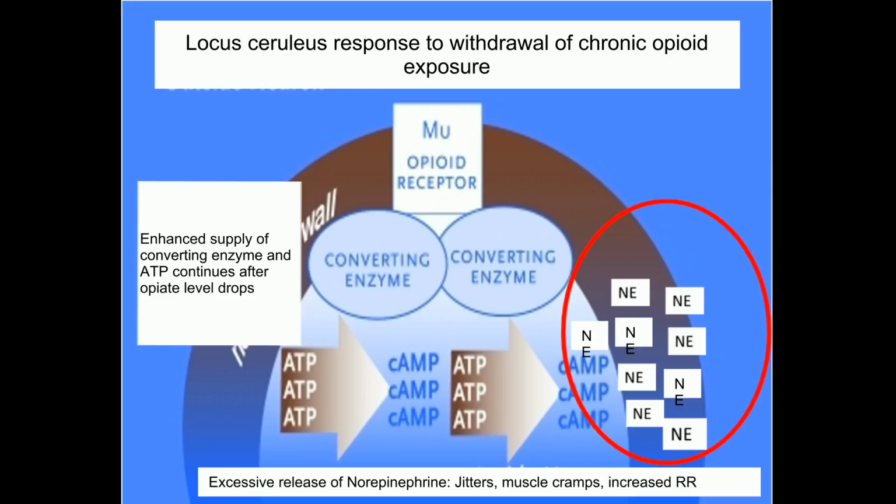Prior to initiation of opioid drug use, the neuron produces enough NA to maintain normal levels of alertness, muscle tone, respiration, and so on. Once the umbilical cord is cut and opioids no longer fill the mu receptor sites in the newborn, there continues to be an increase in norepinephrine. This results in some of the symptoms of NAS.